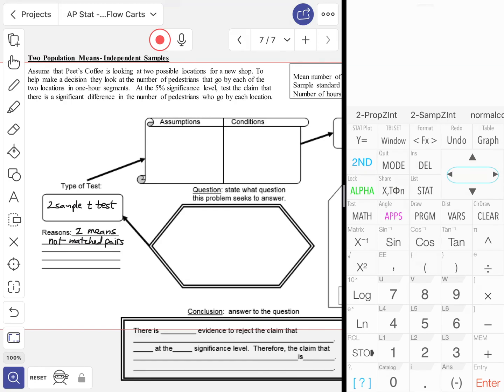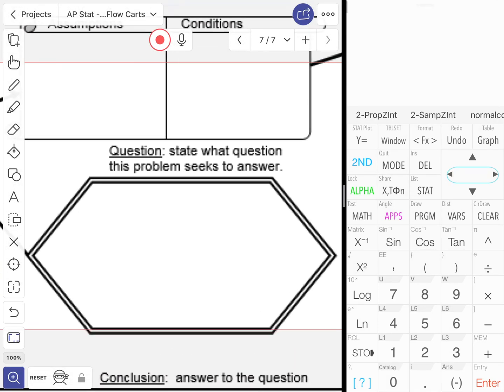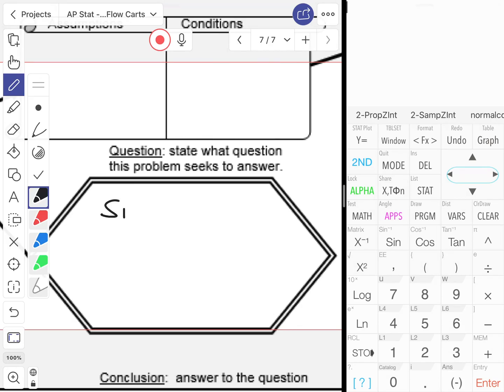But we have Pete's Coffee looking at two possible locations for a new shop. To help make a decision, they look at the number of pedestrians that go by each of the two locations in 1 hour segments. At the 5% significance level, test the claim that there is a significant difference in the number of pedestrians who go by each location. So the question: significant difference in number of pedestrians.